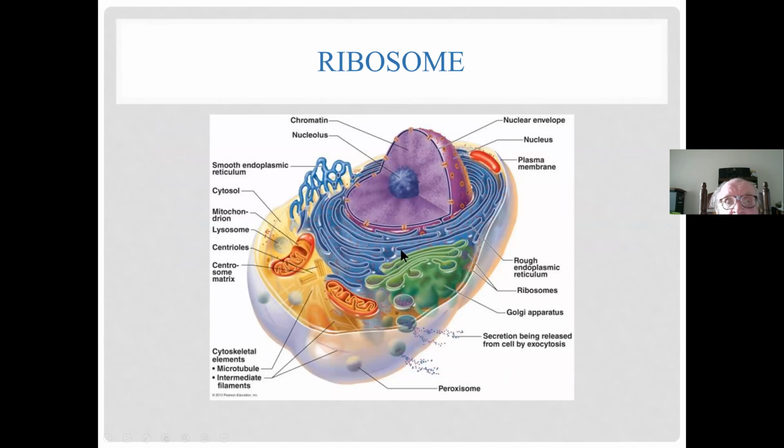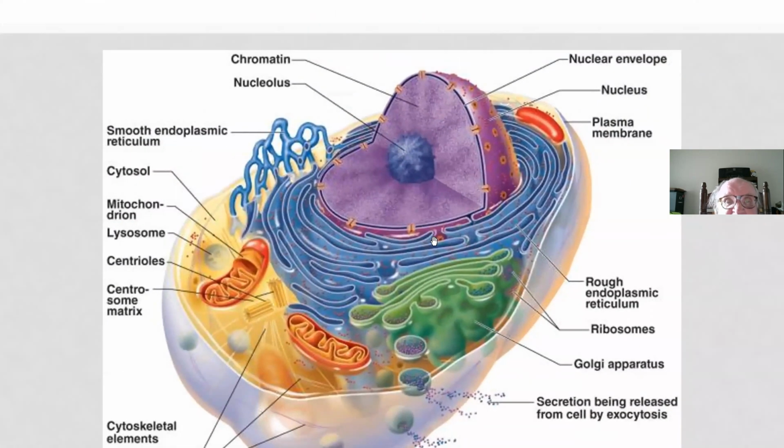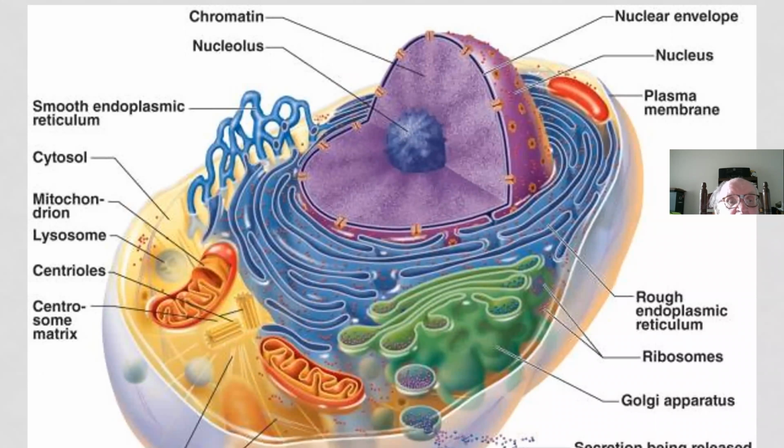This is rough endoplasmic reticulum. These are little ribosomes attached to the rough endoplasmic reticulum. This is smooth endoplasmic reticulum, and I can imagine that this is probably a ribosome in the cytoplasm. So we have the nucleus here. Here's the nucleolus where the ribosomes are made.